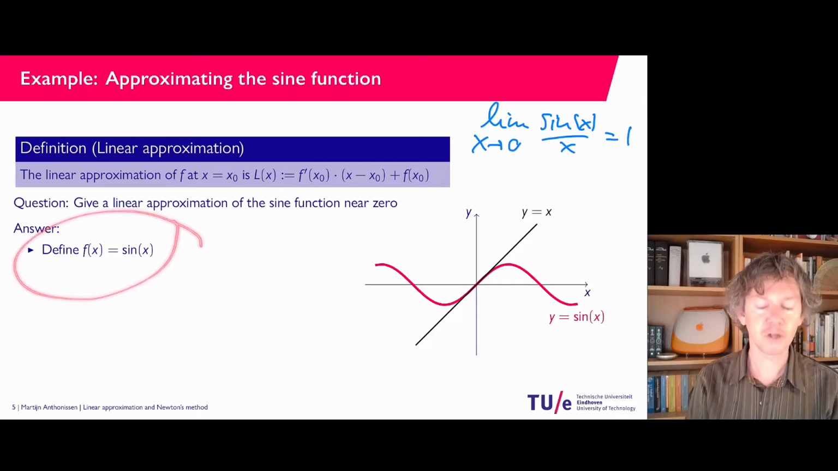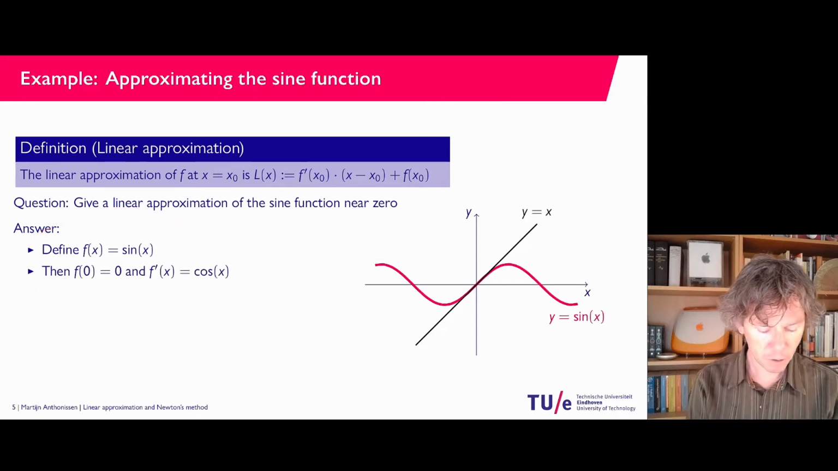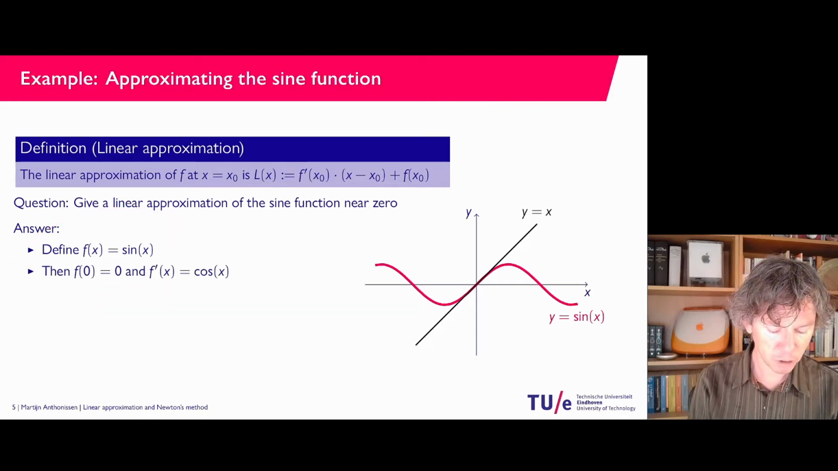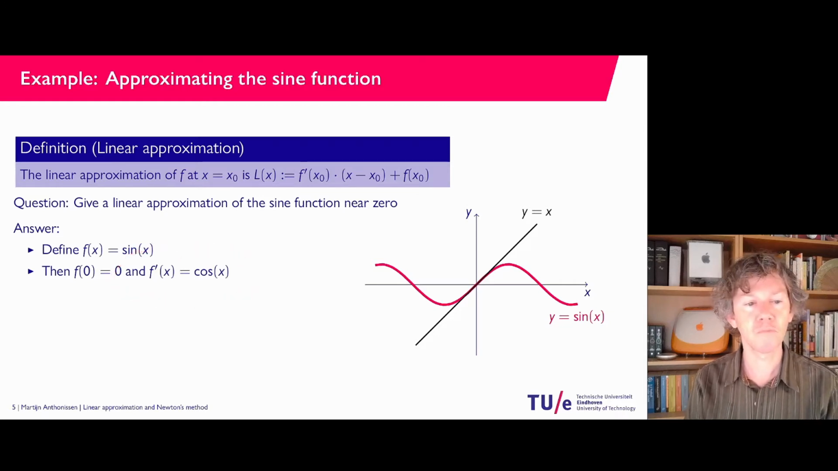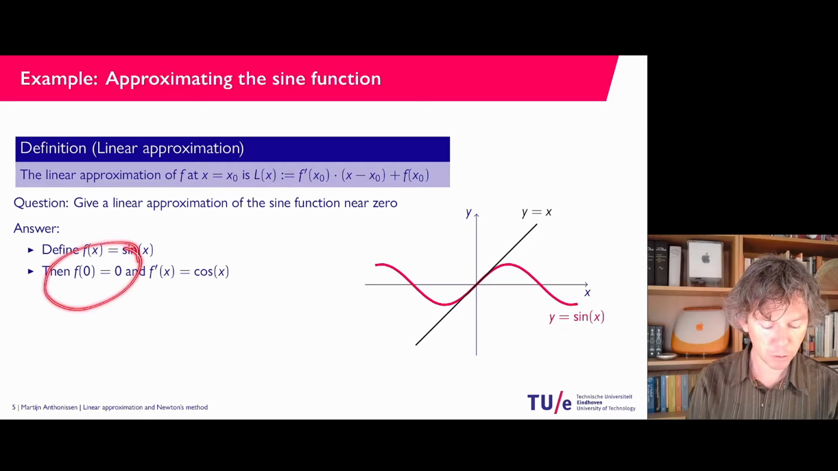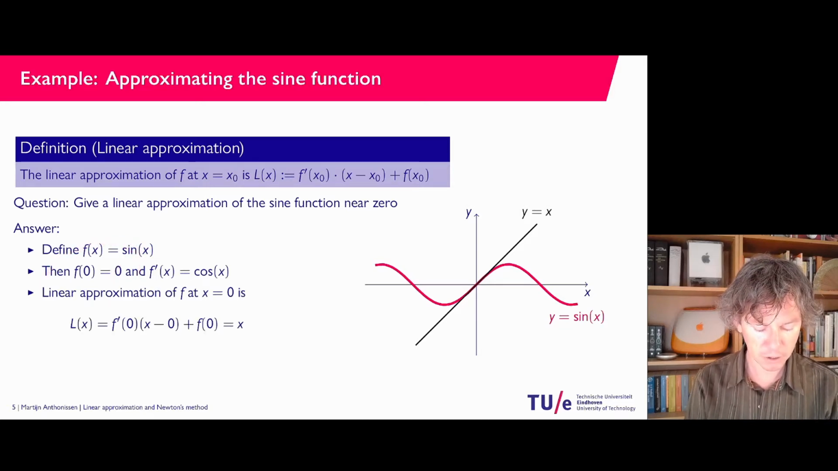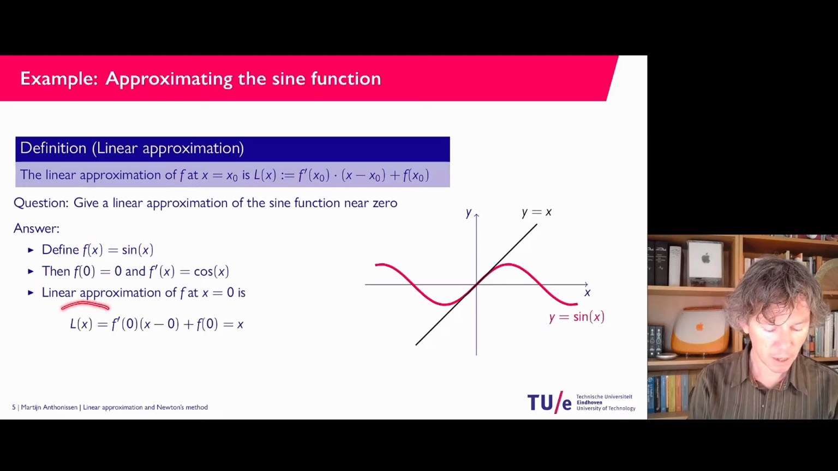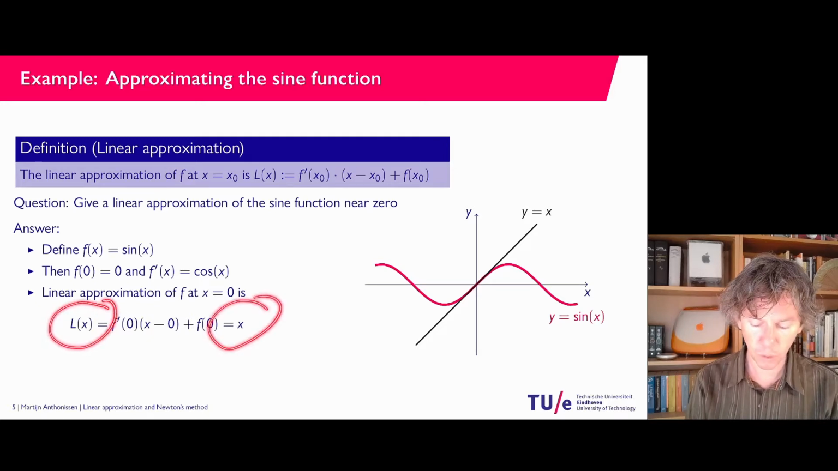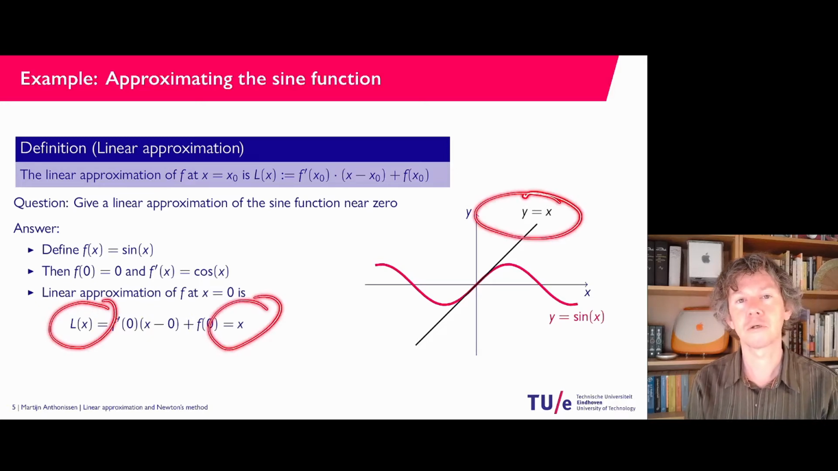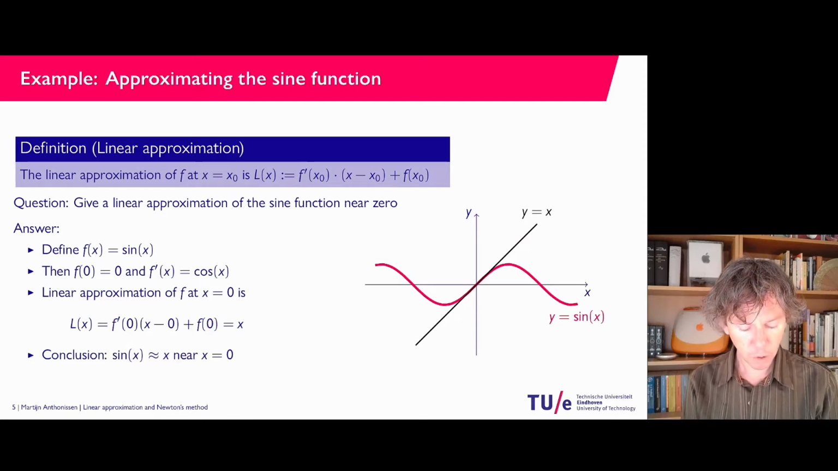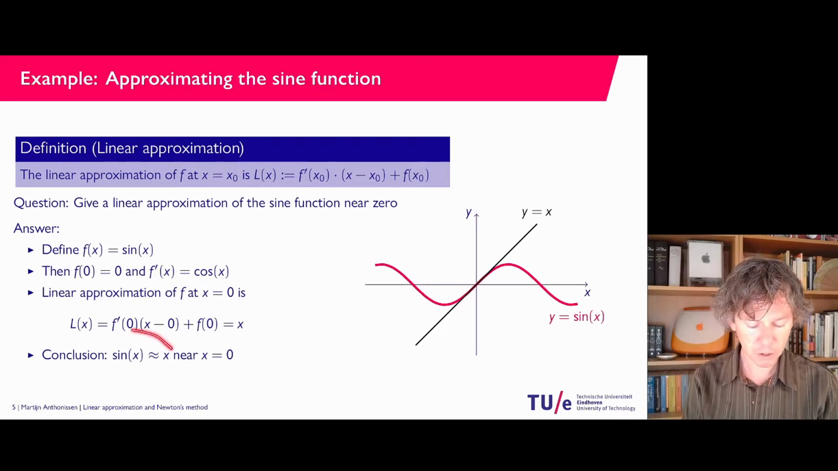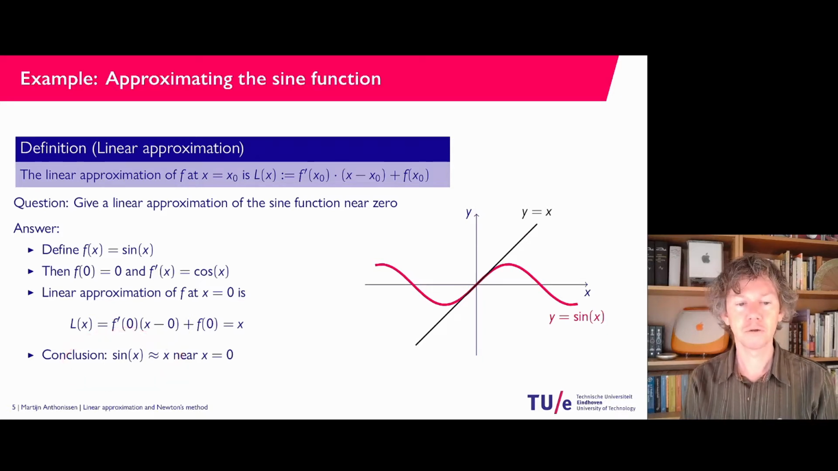So I define the function f(x) as sine of x. I compute the derivative at 0, so f prime of x is the cosine. If you plug in x equals 0, you find 1. f(0) is 0, so that means that the tangent line has the equation L(x) equals x, or y equals x, as I already sketched in the graph. So the conclusion is that sine of x is approximately equal to x for x near 0.